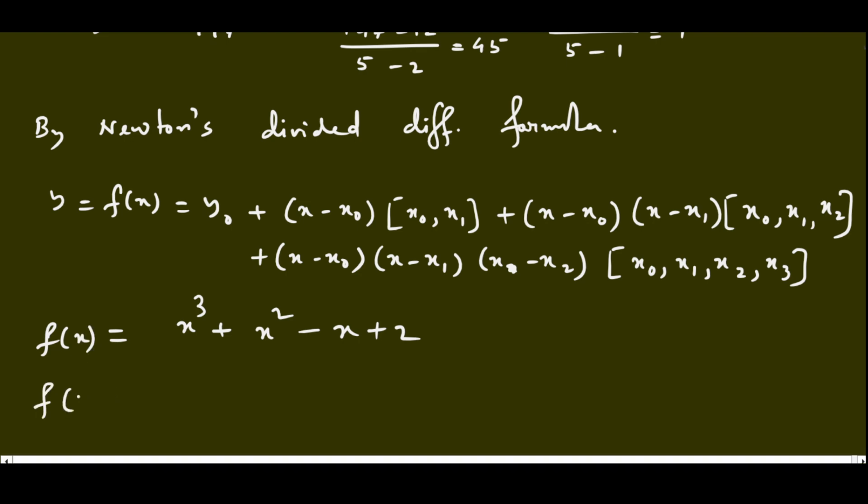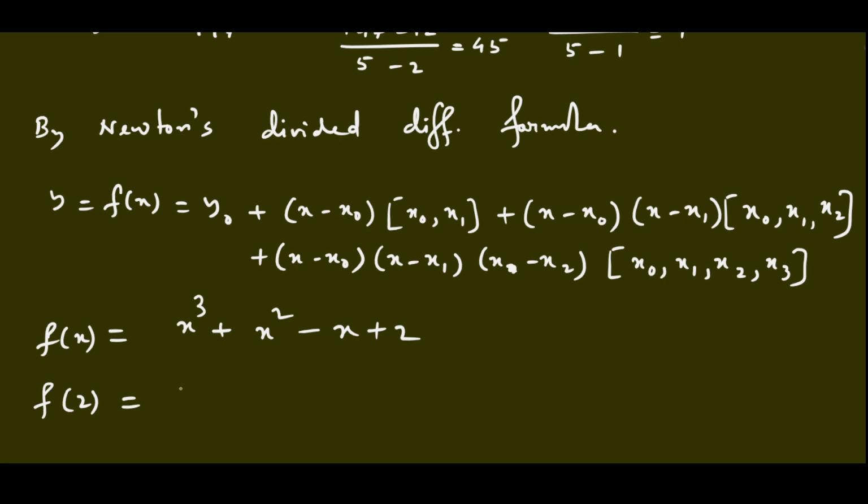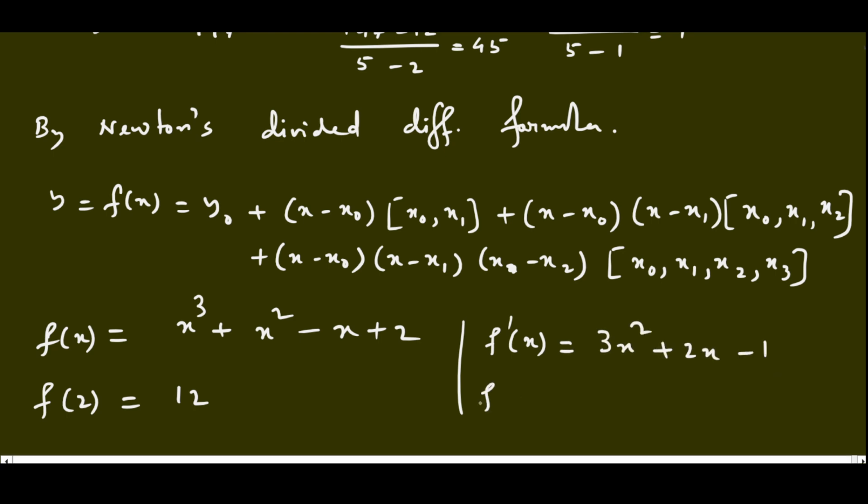Then we have to find f of 2. Okay, so for f of 2, what to do? Just simple, in place of x, you just put 2. After putting 2, you will get 12. Also, we need to find f dash of 0. So for that, just differentiate it, f dash of x. So this is our 3x squared plus twice x minus 1. Then what is our f dash of 0? f dash of 0 is minus 1. Okay, so it's very simple.